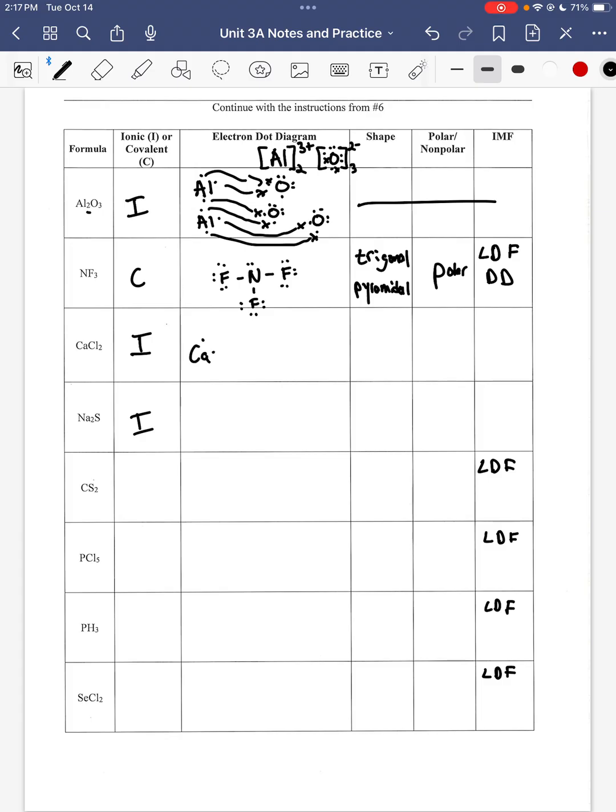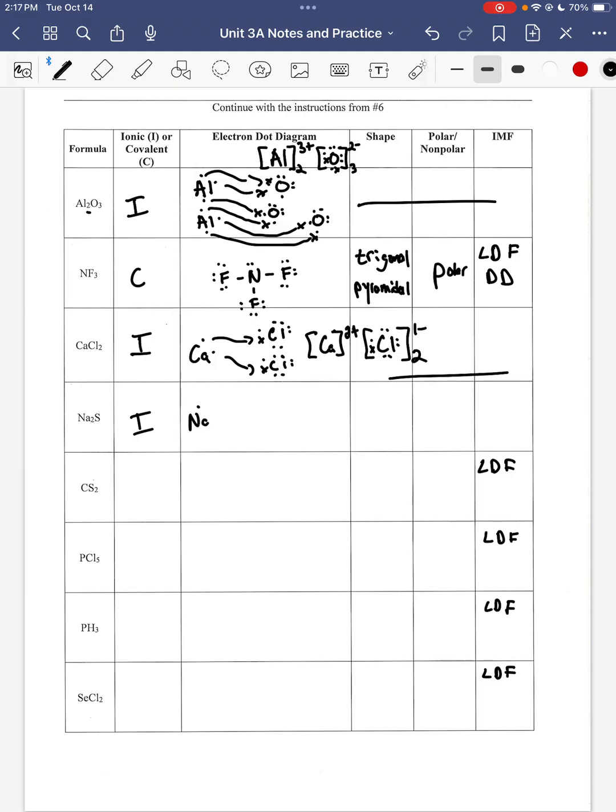With CaCl2, I'll draw my 1 calcium, donating its 2 electrons to 2 chlorines. And I'll write my final answer, which is Ca2+ and Cl with its electron. It's just 1- because each chlorine only gained 1 electron, but there are 2 of them. And again, we don't have to answer those questions because this is an ionic substance.